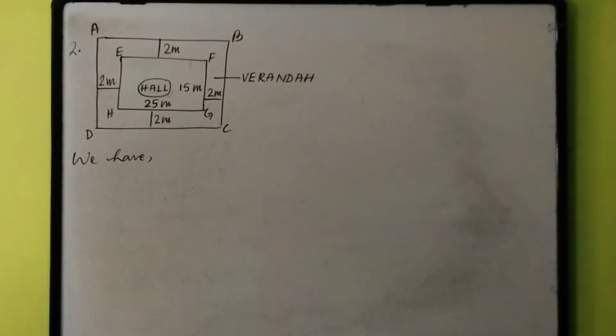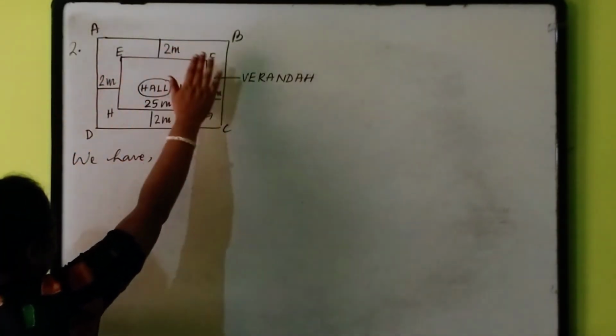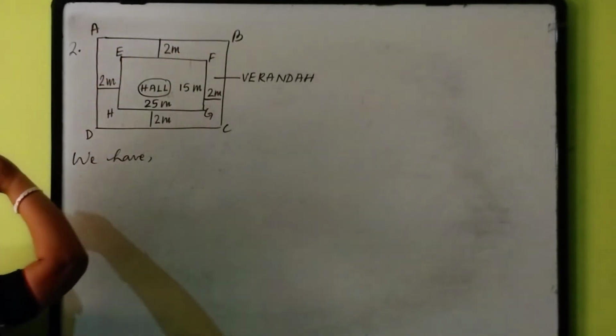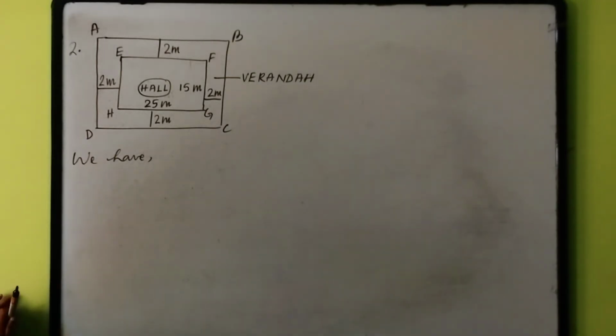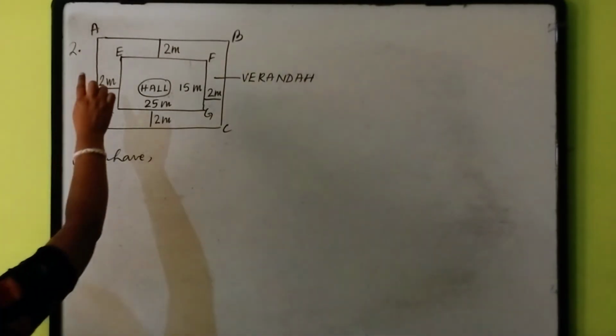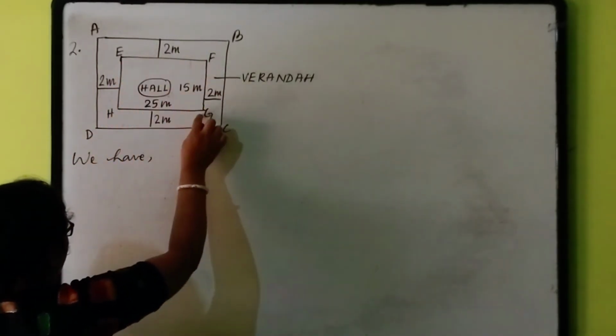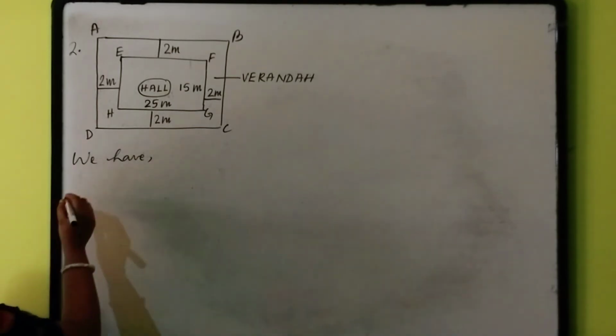If I find the area of the rectangle A, B, C, D, see, my dear students, in rectangle A, B, C, D, the area of the veranda as well as the area of the hall is included. Now from this, if I subtract the area of the hall, only the veranda will remain. Isn't it? So area of rectangle A, B, C, D minus area of rectangle E, F, G, H will give you the area of the veranda.